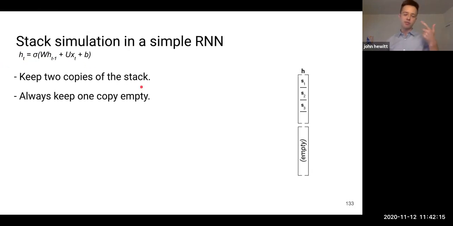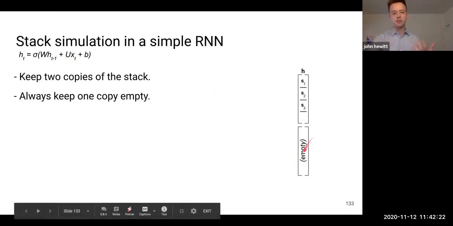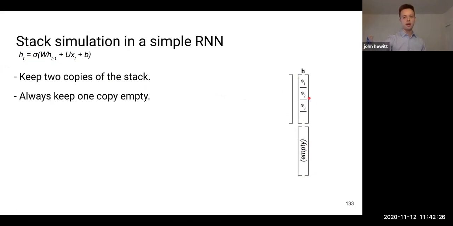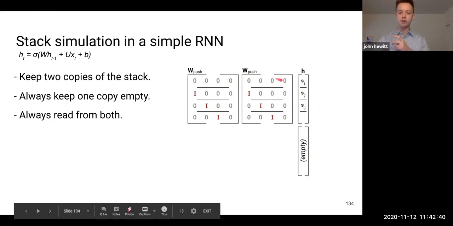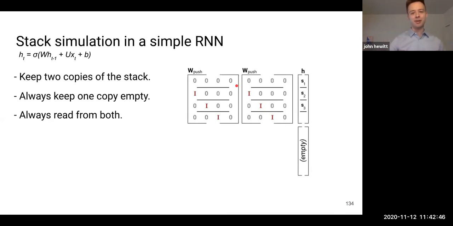We're going to keep 2 copies of the stack, so we're sacrificing some memory efficiency to get it to work. And we're going to keep 1 copy empty, so that means the 0 vector in this case. So this is empty, it's the 0 vector. This copy represents the stack. And we're always going to read from both copies. So I've got 2 of my push matrices here that I'm going to apply. And because I've got both of them, one of them is going to try to read from the first, and one of them is going to try to read from the other one. And so now I can read from either copy of my stack.